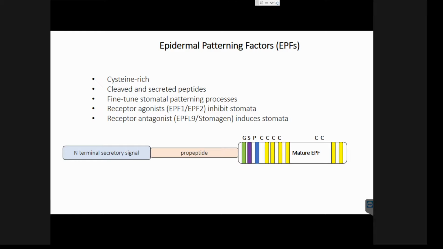You have a system whereby EPF1 and EPF2 are negative regulators, and they can then go attach onto their receptor, which is ERECTA, to cause a MAP kinase signaling cascade to inhibit these transcription factors. However, you also have a receptor antagonist, EPFL9 or stomagen, which competitively binds with ERECTA receptors to prevent EPF1 and EPF2 from transducing their signal.